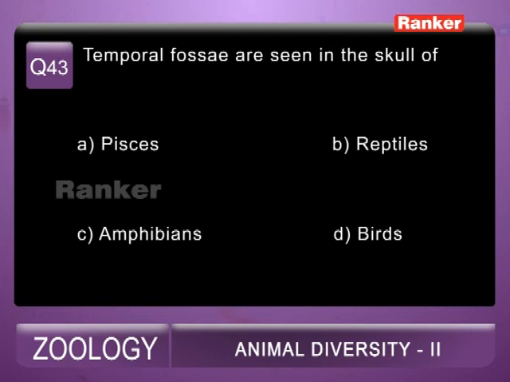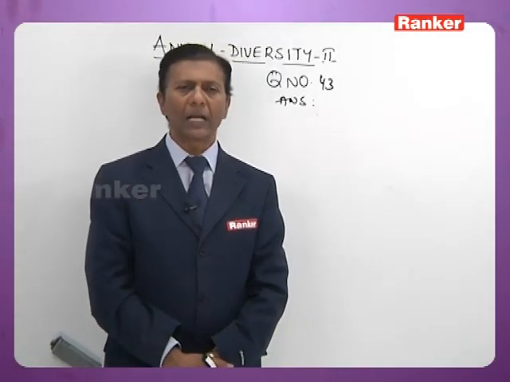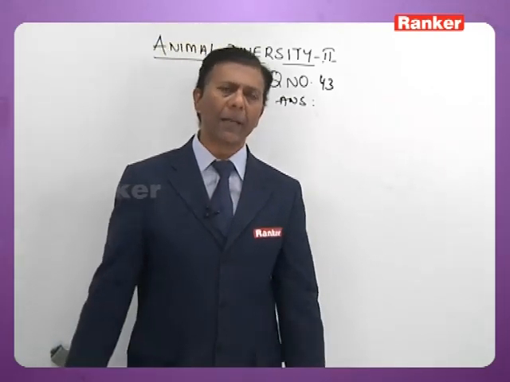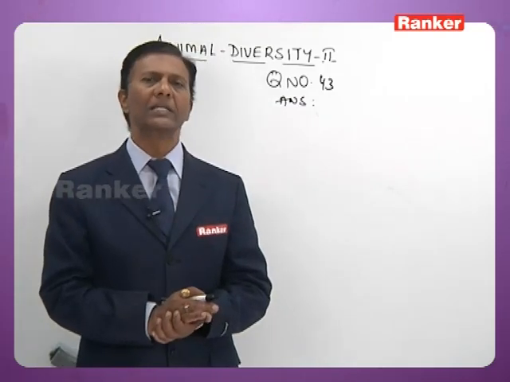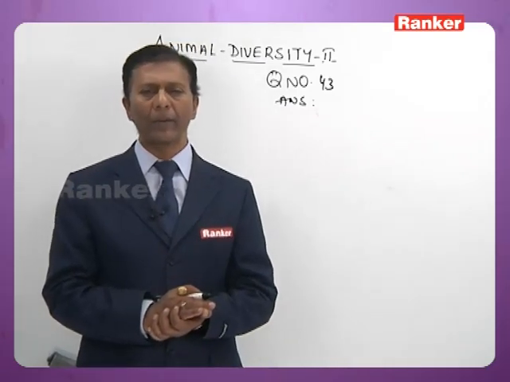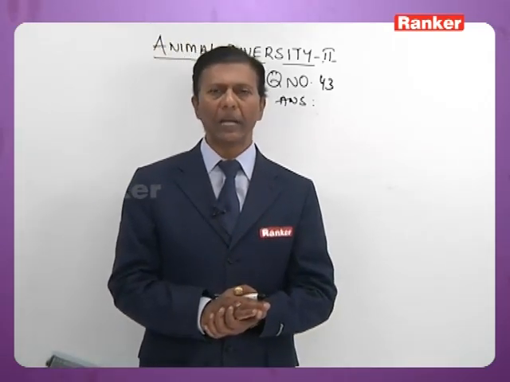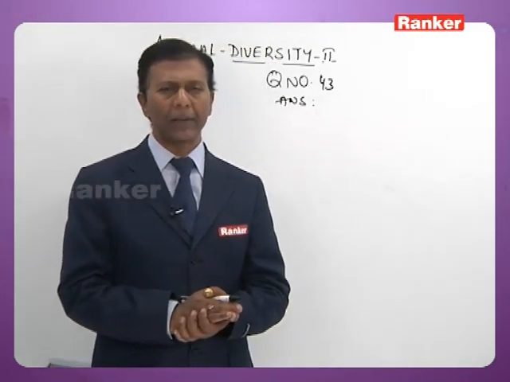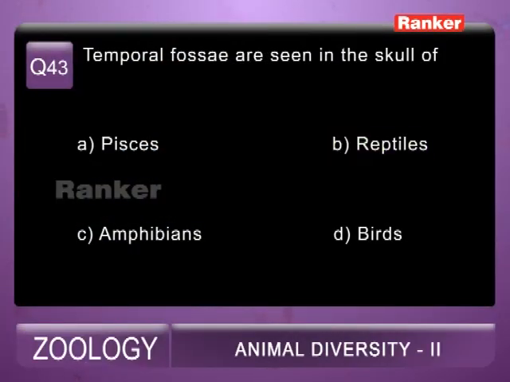Now 43 question here now. Temporal fossae are seen in the skull of A. Pisces, B. Reptiles, C. Amphibians, D. Birds. Now all reptiles are characterized by the presence of temporal fossae, except Chelonia. In Chelonia, it is anapsid skull, and in the remaining reptiles, it is diapsid skull with 2 temporal vacuities, supratemporal vacuity and infratemporal vacuity. As I mentioned earlier, the temporal fossae are large temporal muscles that facilitate opening of the mouth wide at the time of feeding. So 43 question, correct answer is B. Reptiles.